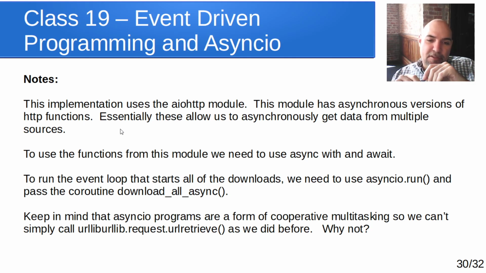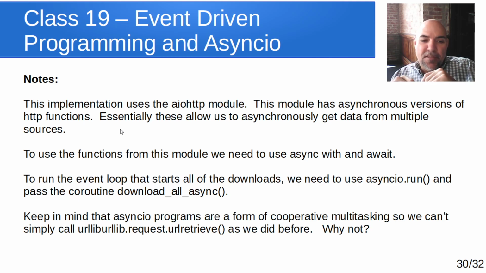So to run that event loop that starts all the downloads, we use asyncio.run, and then we pass the coroutine download all async to it. And one thing to keep in mind here is that asyncio programs are using cooperative multitasking. So we can't simply call urllib.request.urlretrieve like we did before to get data.